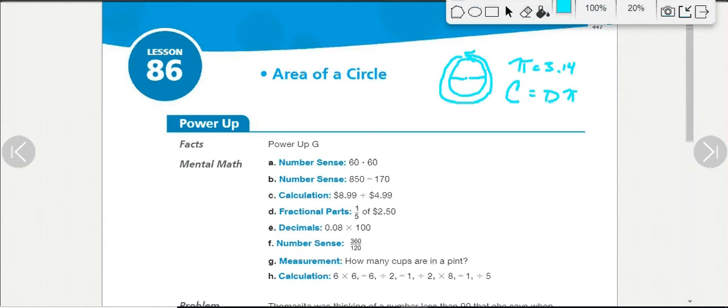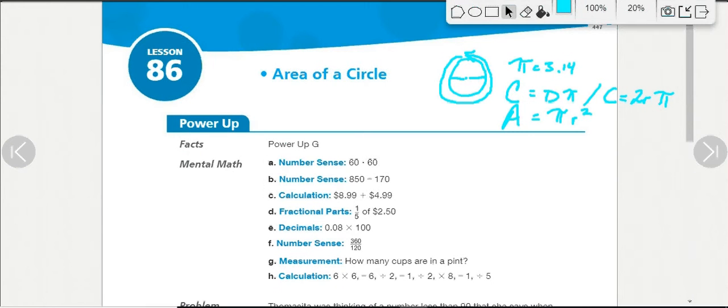All right, we're going to learn another formula today. Area for a circle is going to be pi times the radius, which we usually show with a lowercase r, I don't know why, squared. That is different than radius times 2, which is another way to think of circumference, because radius times 2 is the same as diameter. Radius squared is different, right?